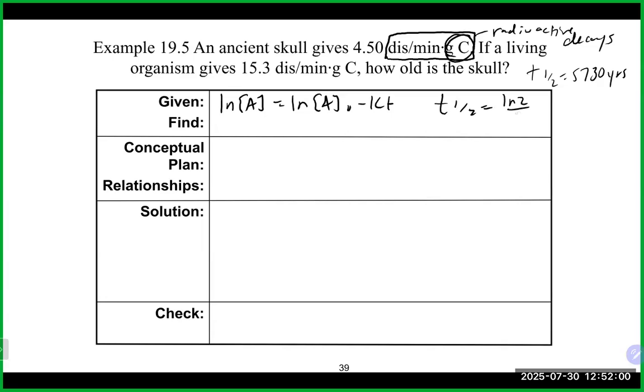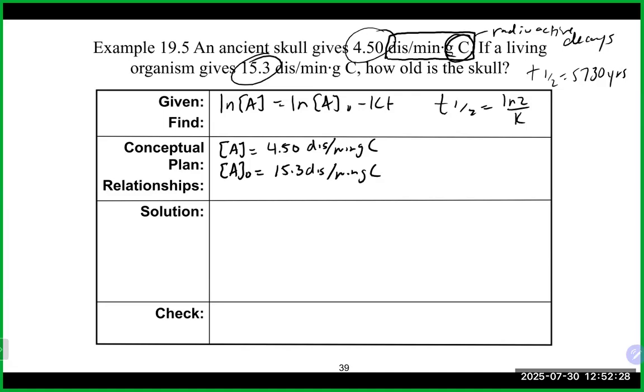All right, so in this particular case, we have an ancient skull and a living organism. So I'm going to say the ancient one is the final, 4.5, again, disintegrations per minute per gram of carbon. Our initial, which would be living, 15.3 disintegrations per minute per gram of carbon. Also makes sense. Obviously, here it's living, so it's more radioactive, right? So it has a little bit more counts per minute, if you will, or radioactive decay happening here than it does at the end. We want to know how old it is. So in this case, we are looking for time.